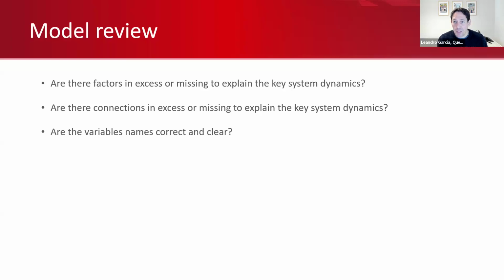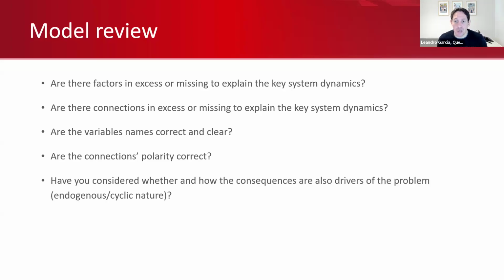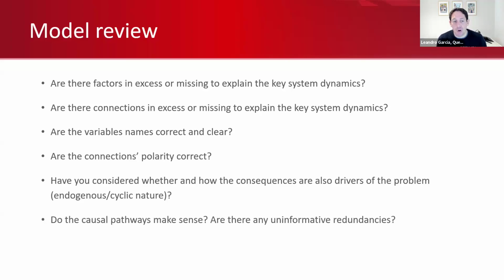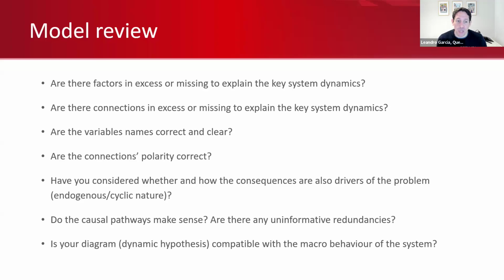Need to confirm whether the variable names are correct and clear, and if the connections and polarities are correct. Check that you didn't forget to consider whether and how the consequences are also drivers or contributors of the problem, the endogenous or cyclic nature of your problem. Read the causal pathways, confirm that it makes sense. If there are any uninformative redundancies, again, if there are things in excess, they can be deleted. And finally, check whether your diagram, which is your dynamic hypothesis, is compatible with the macro behavior of the system.